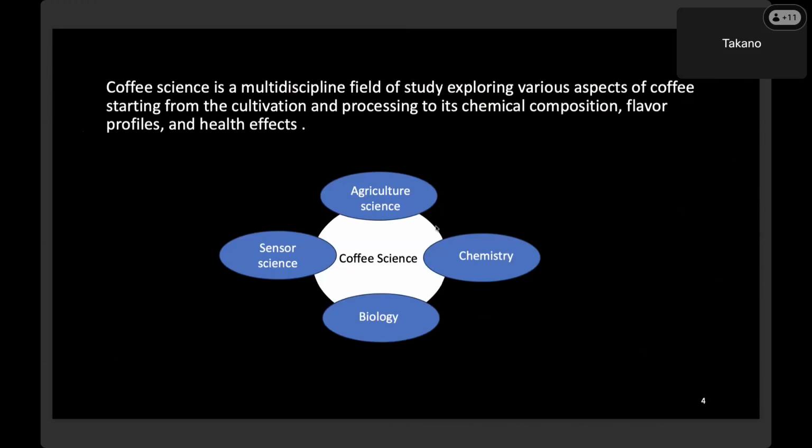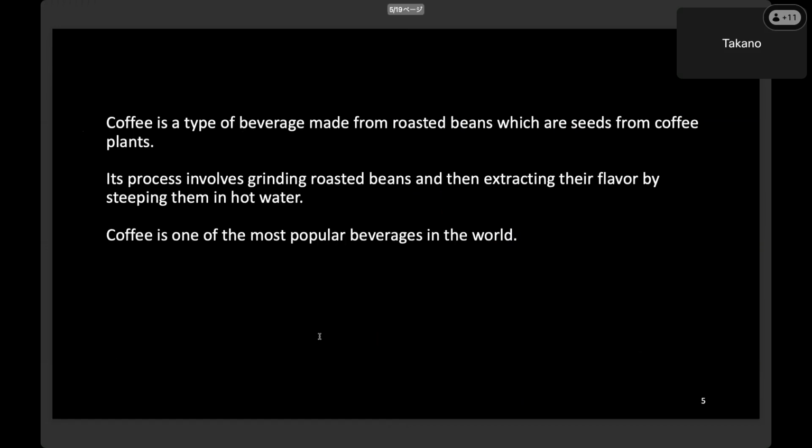In coffee science, one can study the production of the coffee itself, the cultivation, how to find techniques to improve the production of coffee, or how to improve the chemical composition of coffee, and so on. So in order to understand all aspects of coffee science, we can incorporate agriculture science, chemistry, biology, sensor science, and so on.